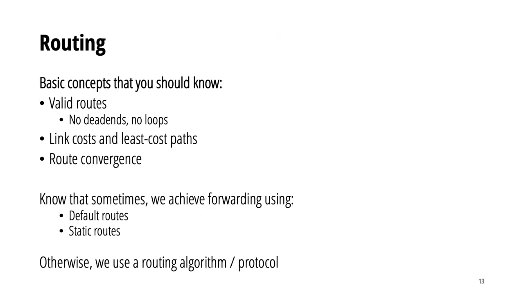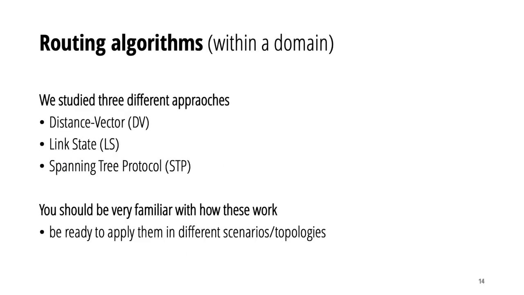Moving on. So, routing algorithms within a domain. We first started with a fairly simple view of graphs and how you compute routes over graphs. And we talked about three different approaches to routing: distance vector, link state, and spanning tree protocol. You should be very, very familiar with how each of these work, down to the details of what updates get sent, how forwarding entries get computed, and so on. You should also be able to apply all three of them in different topologies and different scenarios. So let's walk through each one at a time.